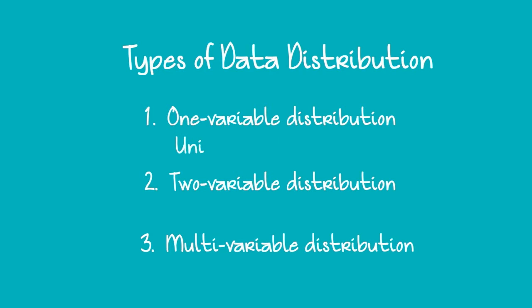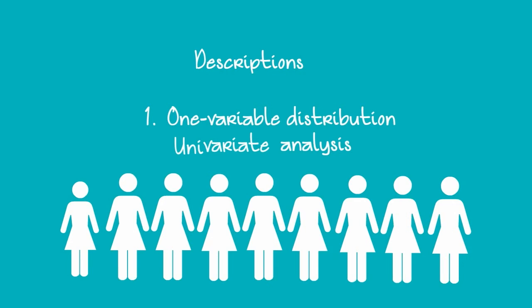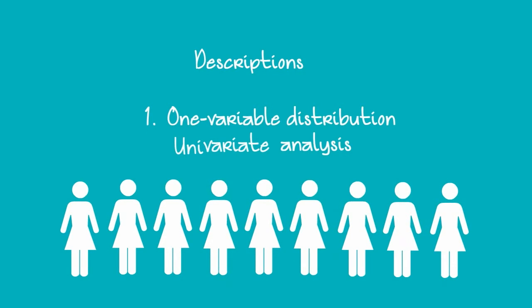One variable distribution is also called univariate analysis. Uni means one and variate means variable. This type of distribution uses only one variable or type of data and is used for descriptions. For example, how many females are in the senior class of one high school? We can use one variable to help us describe the senior class in terms of gender.